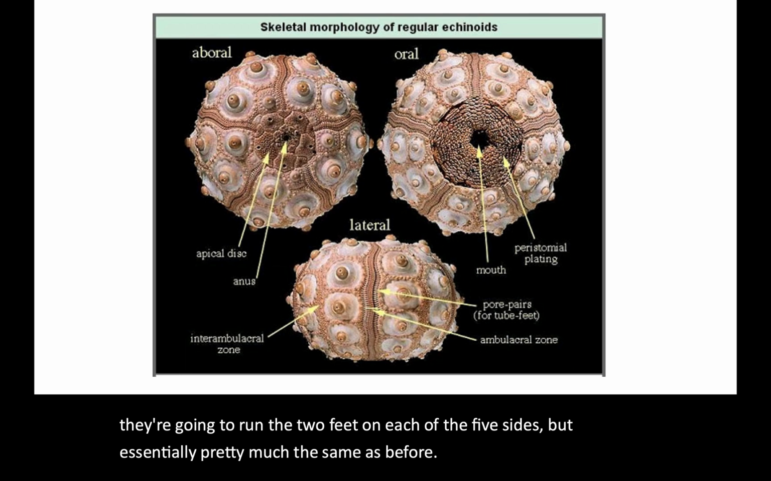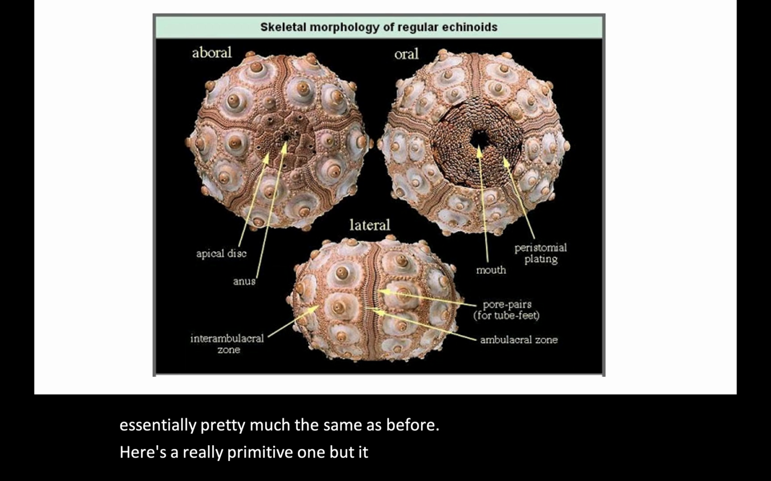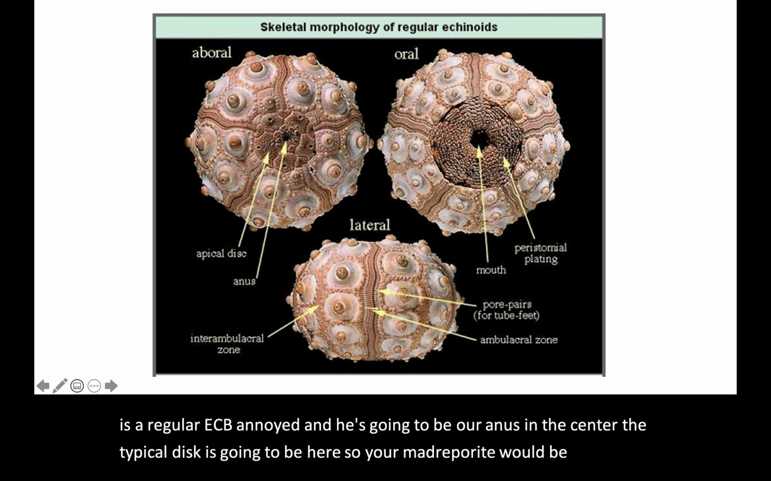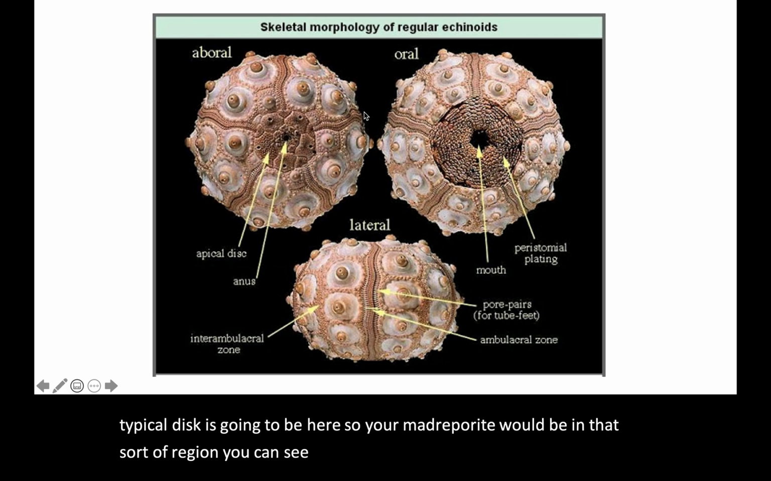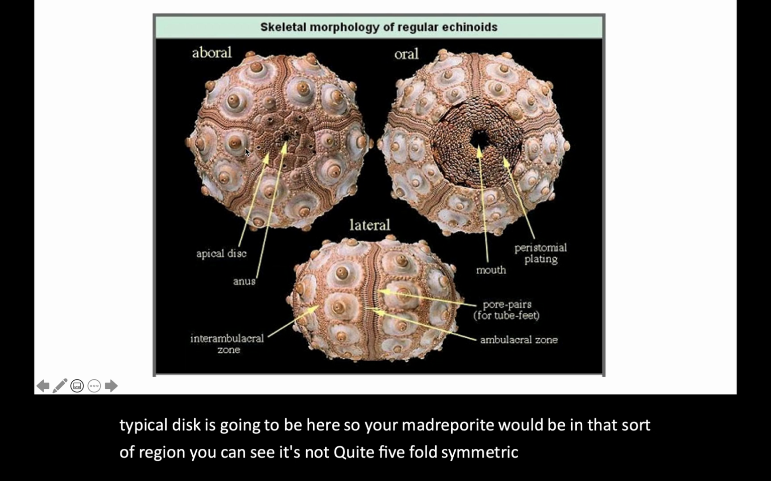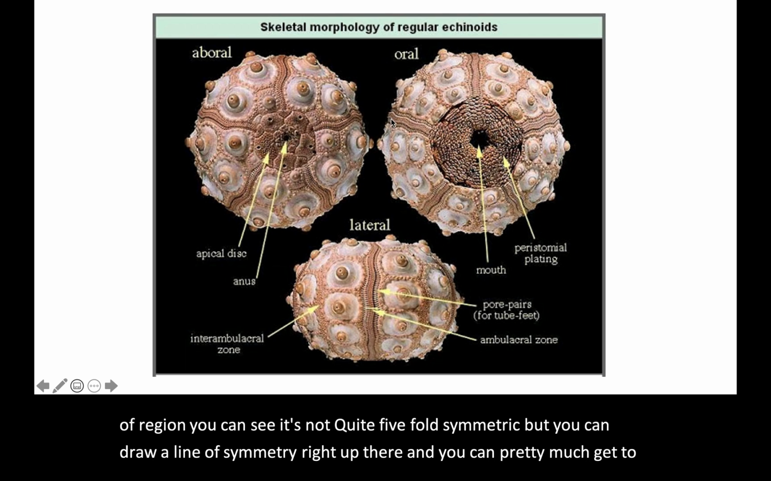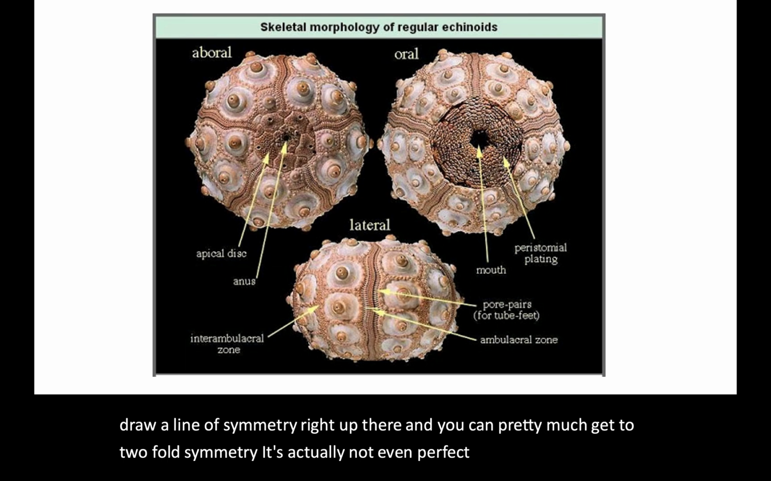Here's a really primitive one, but it shows off the form very nicely. So this is a regular echinoid. And here's going to be our anus in the center. The apical disc is going to be here, so your madreporite would be in that region. You can see it's not quite five-fold symmetric, but you can draw a line of symmetry right up there, and you can pretty much get to two-fold symmetry. It's actually not even perfect two-fold symmetry, if you would believe that.